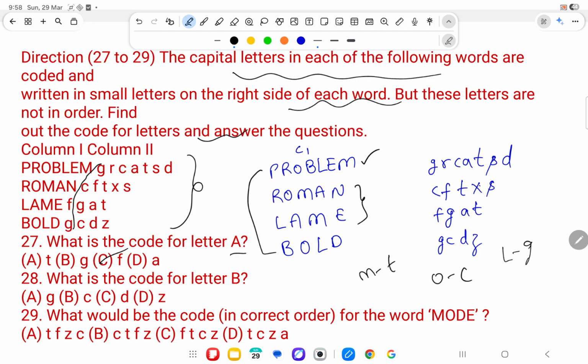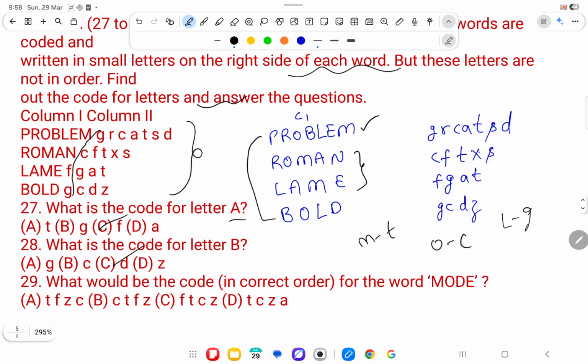Now they are asking for B. B is in first and last. Only first and last, what is there? C already coded. D. Yes, D is the letter. So B is for D. Now what would be the code for MODE? M is for T. O is for C. D is not repeated anywhere. So Z is not repeated in any other place. So Z is for D.